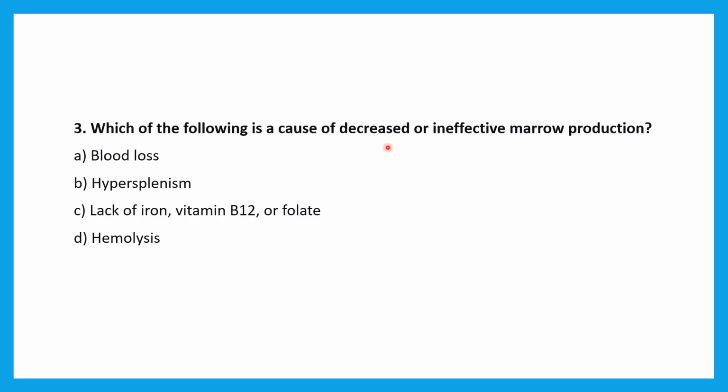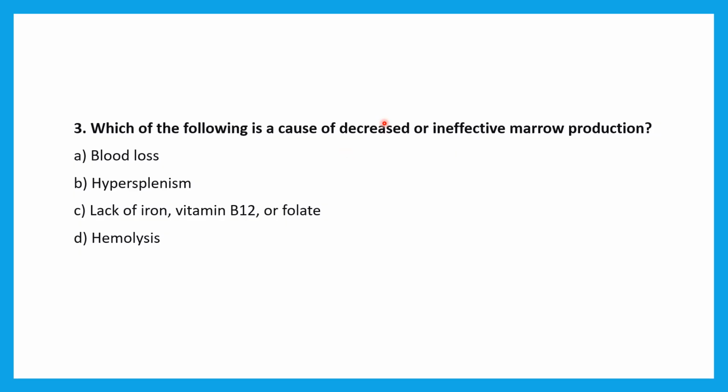Which of the following is a cause of decreased or ineffective marrow production? A, blood loss. B, hypersplenism. C, lack of iron, vitamin B12 or folate. And D, hemolysis. So understand the question first.